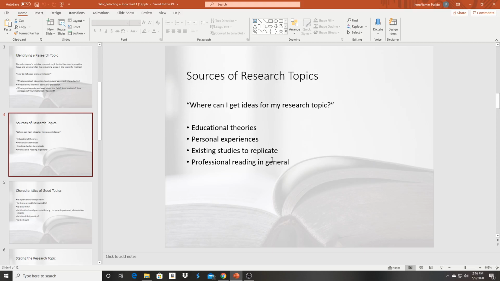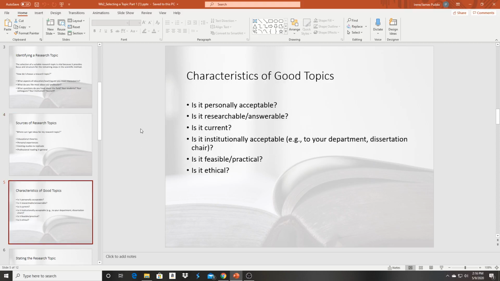So most students in a doctoral program say, well, why on earth would I want to replicate somebody else's study? Well, you want to verify it. You want to apply your knowledge and your skills to it. So don't exclude that right off the bat. In professional training, that's another source. Okay. Is it personally acceptable? Do you like it? All right. Is it researchable and answerable?